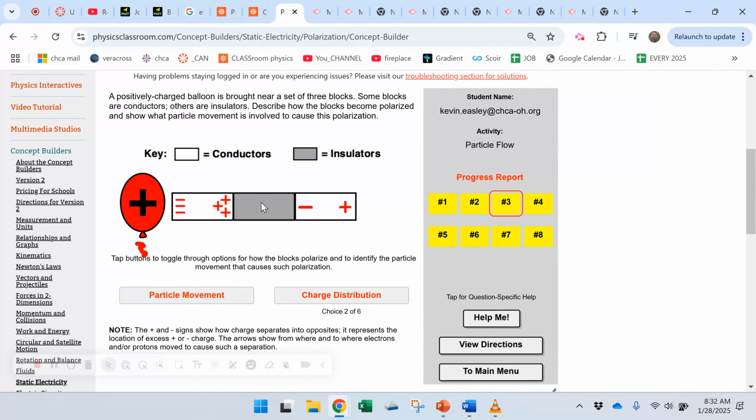And you'll notice nothing is happening in the insulator. That's because it's unaffected. Electrons aren't free to move around. That's the first part of this. The second part is particle movement.